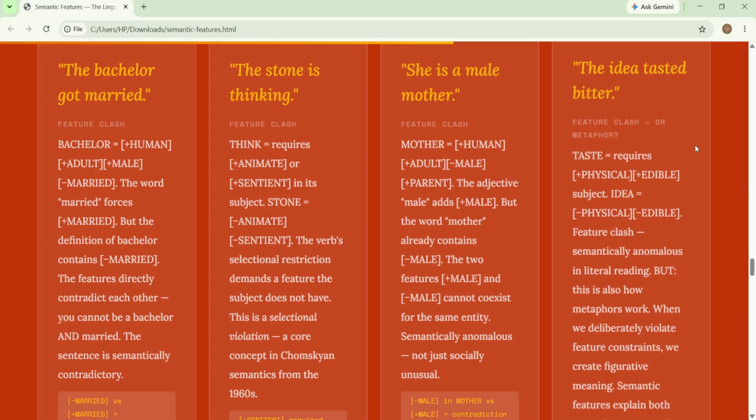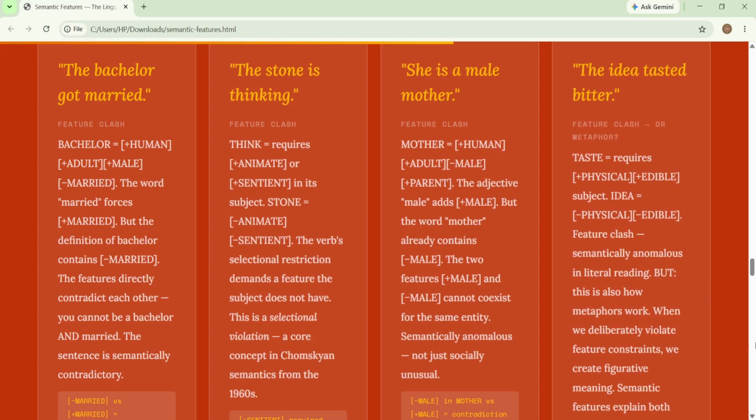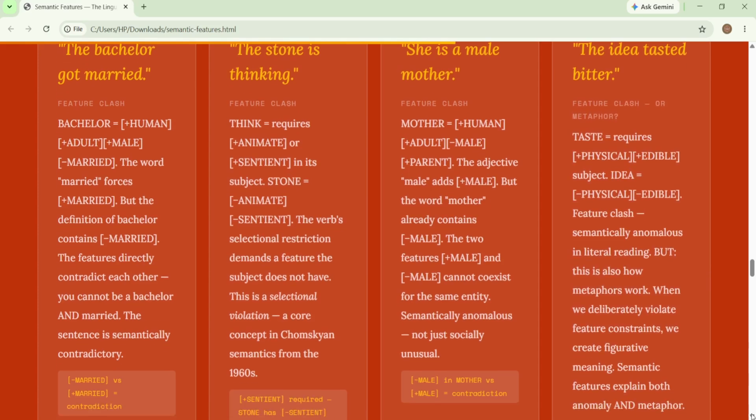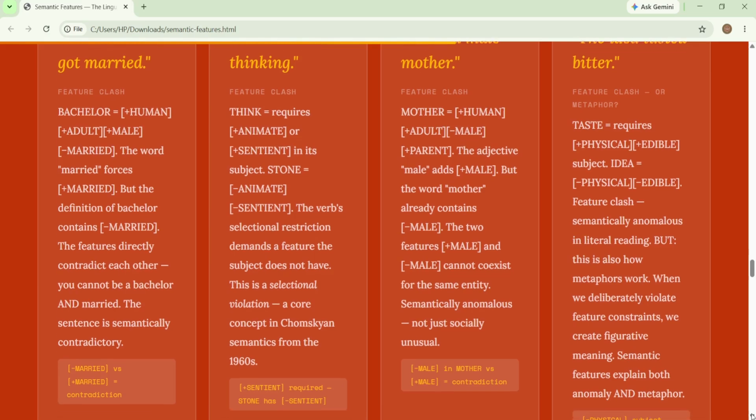So the next example is the idea tasted bitter. Well, this is another violation too, because how can you taste ideas, as ideas are abstract, they're not physical. You can only taste something that is physical. So these are metaphorical examples which go beyond the semantic meaning and violate the normal semantic features.